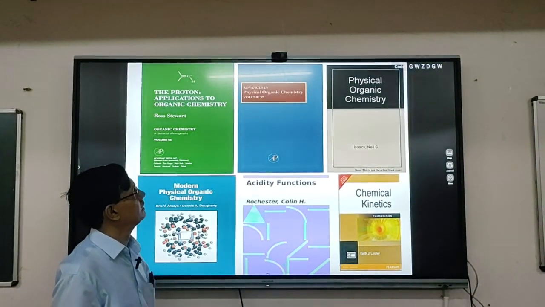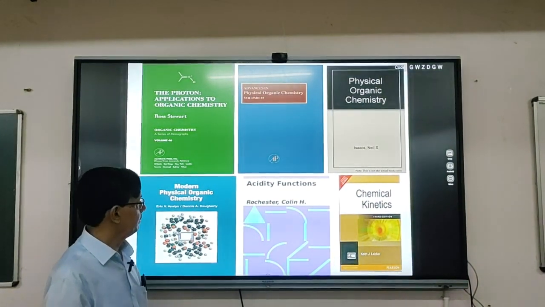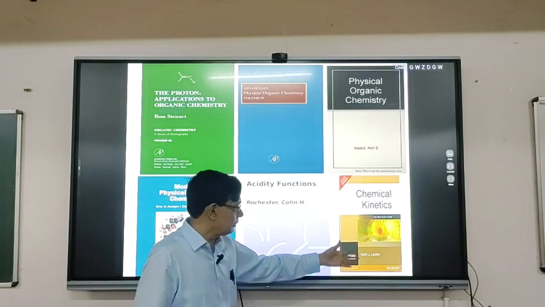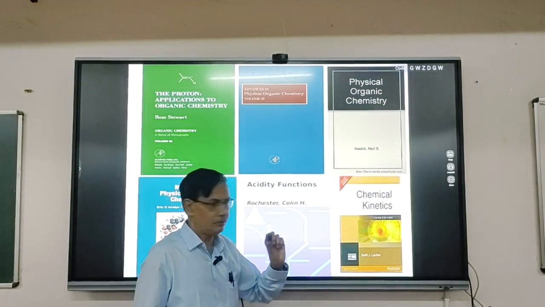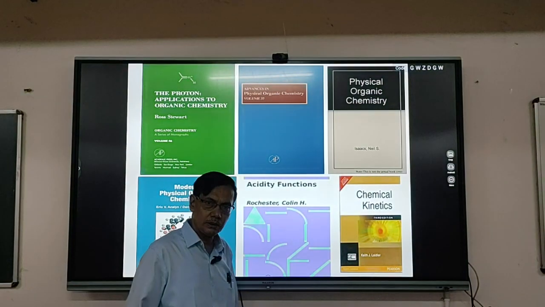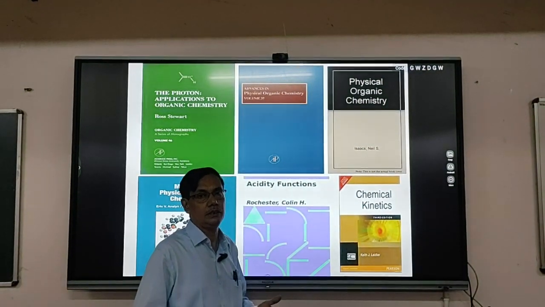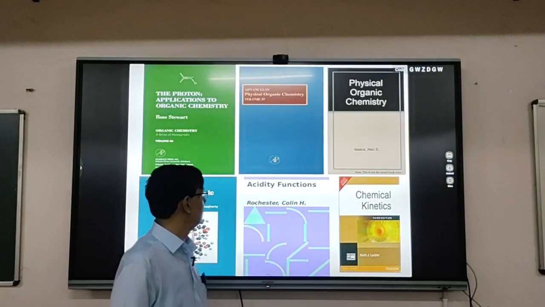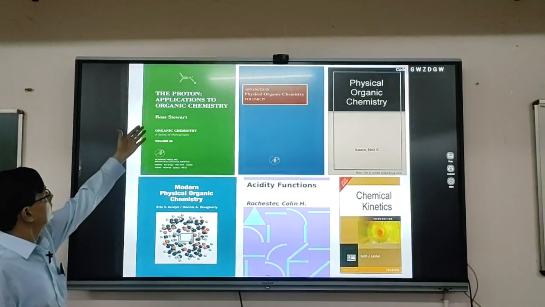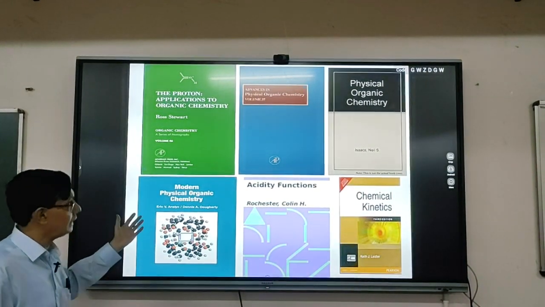Advances in Physical Organic Chemistry and Progress in Physical Organic Chemistry. And this book is very common for the M.Sc. students. There is one part where you can get the information on the acidity function as well as the application of the acidity function. It is a course in our university. Then similarly, this book is also very important. This book is also available in our library.